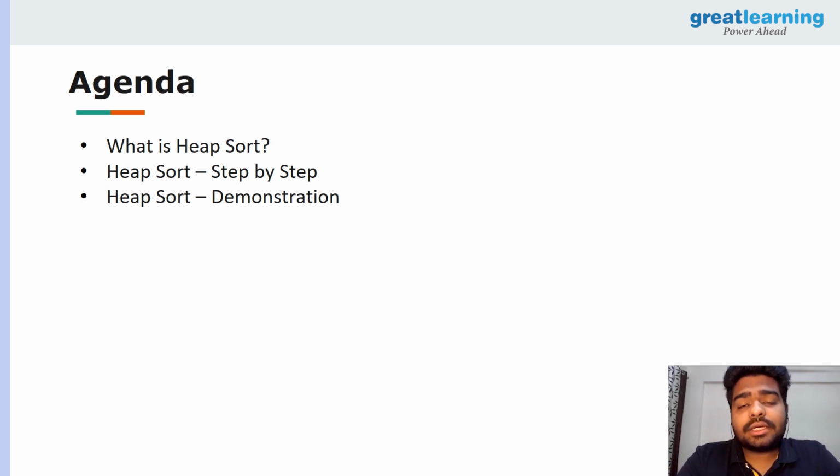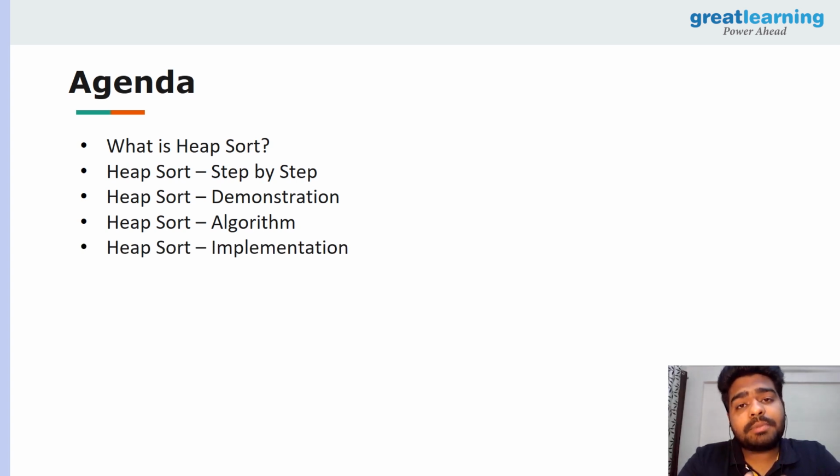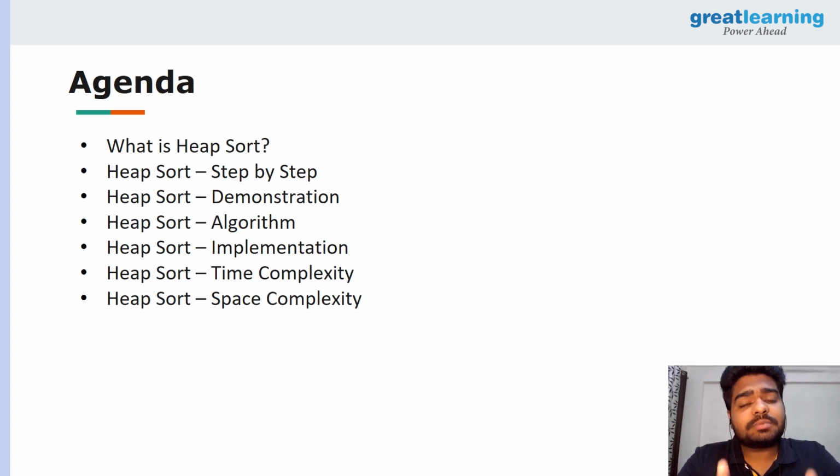Following that, we will see the particular algorithm and understand every step of it. Next, we will see the implementation of this algorithm in the C programming language. We will write a program in C for heap sort algorithm, and I'll demonstrate step by step how that program works. Last but not the least, we will discuss the space complexity and time complexity of this algorithm.